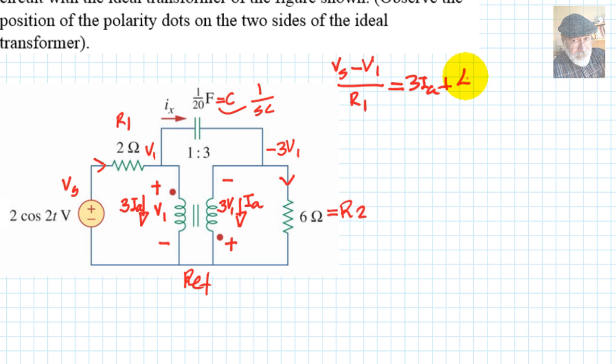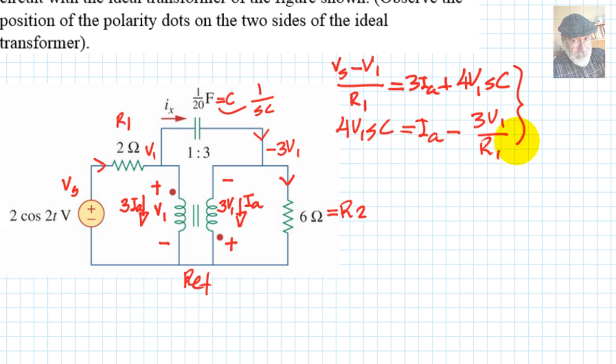So that is just 4V1 SC. And now the KCL equation for this other node. Currents entering, only the one on the top, 4V1 SC, and leaving IA, and this one. This current is this voltage, negative 3V1, divided by R2. Sure, negative 3V1 divided by R2, and we solve that system.